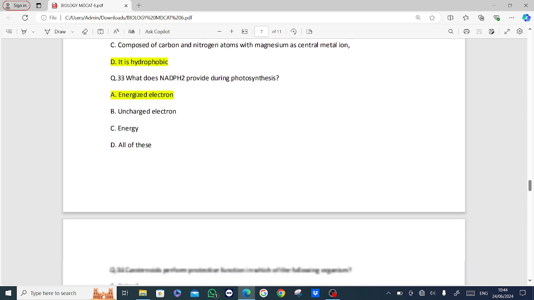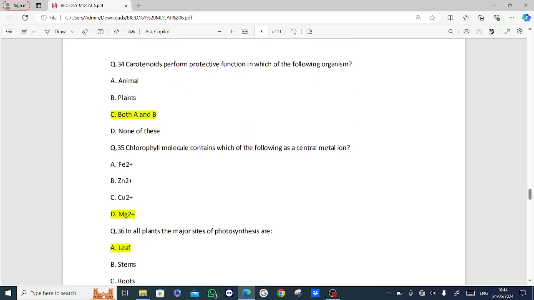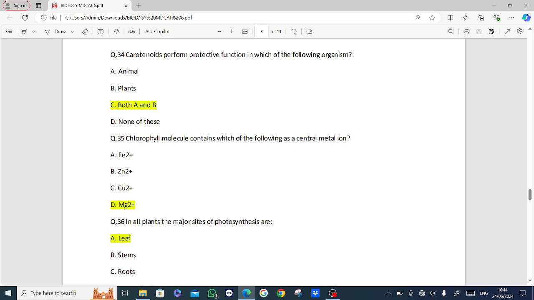Next MCQ is, carotenoids perform protective function in which of the following organism? Options are animal, plants, both A and B, none of these. Answer is option C, both A and B.